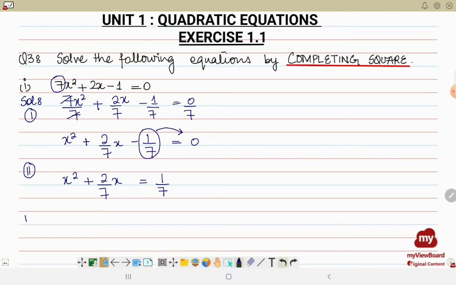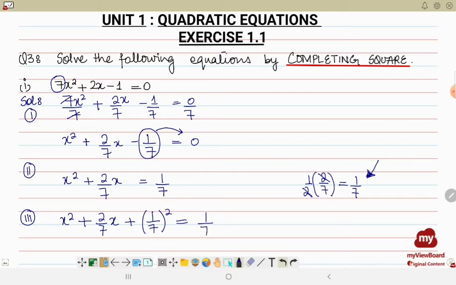Now the third step of working. The third step of working is whatsoever is written with x, meaning the coefficient of x, you have to multiply the coefficient of x by 1 by 2. Whatsoever is the coefficient of x, you have to multiply it by 1 by 2. Let's simplify it. And now you have to add up the square of this term on both sides of the equation. So it will become x squared plus 2 by 7x plus 1 by 7 whole square, and on the other hand side too, 1 by 7 plus 1 by 7 whole square.